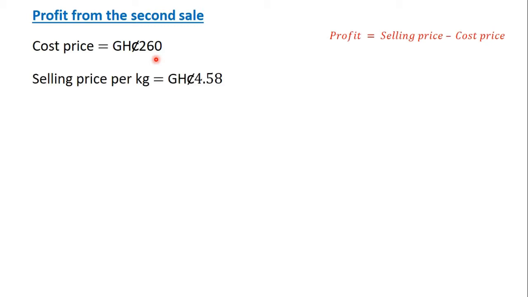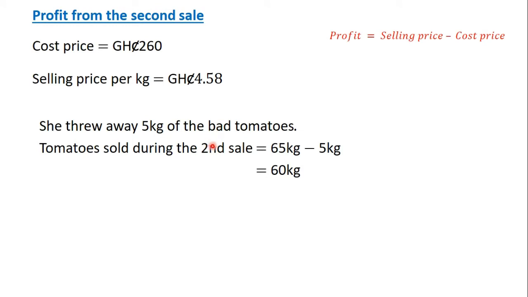Now, selling price for the second sale. In the previous video, we found out that the selling price per kilogram for the second sale was 4 Ghana cedis 58 pesos. Remember, this is the selling price for 1 kilogram. We want to find the selling price for all the tomatoes that she sold. But we should remember that for the second sale, she threw away 5 kilograms of the bad tomatoes. That means that for the second sale, she sold only 60 kilograms.